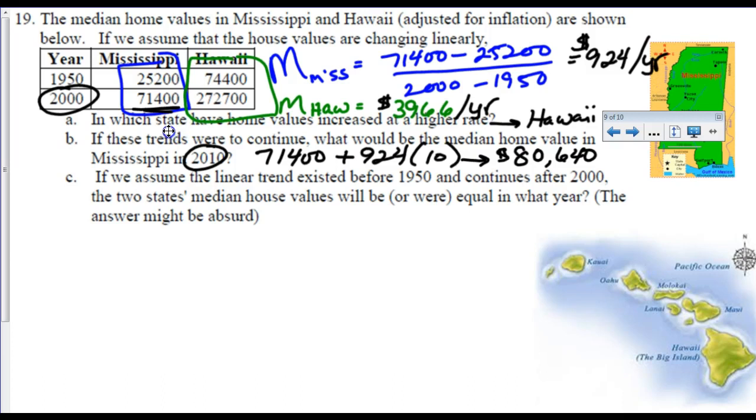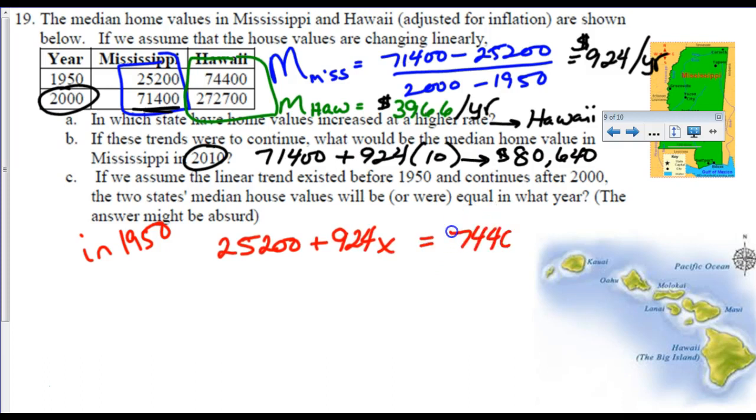So I'm going to go off of, these are smaller numbers, so I'm going to go off of 1950. So in 1950, Mississippi started at 25200, and then it was increasing 924 per year. If I set that equal to Hawaii in 1950, which is 74400, increasing at a rate of 3966 per year. Okay, that's what I have to solve.